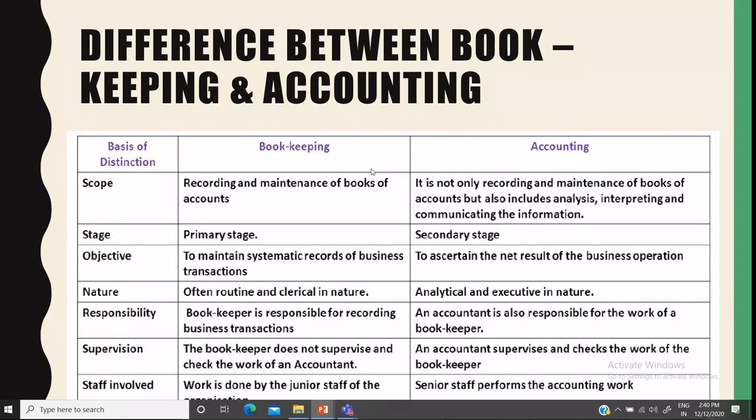So I think now you would have understood what is meant by accounting and what is meant by bookkeeping. Accounting is a process, so we have several stages in that. First stage will be recording, then posting, and then summarizing everything. Finally, you have to arrive at the results. But bookkeeping is only recording all the day-to-day business transactions. So that is the basic difference between bookkeeping and accounting.